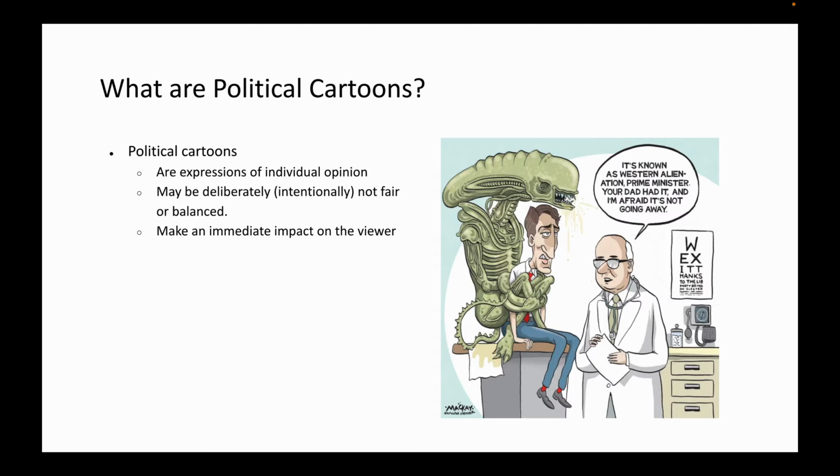Let's take this cartoon for example. This is Prime Minister Trudeau, and he's visiting a doctor's office. Why is he visiting a doctor's office? Well, he's got something on his back there. And the doctor is saying this: it's known as Western alienation, Prime Minister. Your dad had it, and I'm afraid it's not going away. And you can see on the eye chart in the back there, it says Wexit, thanks to the Lib Party being re-elected. So this is saying that Western Canada is alienated, is not agreeing with, doesn't like Justin Trudeau.